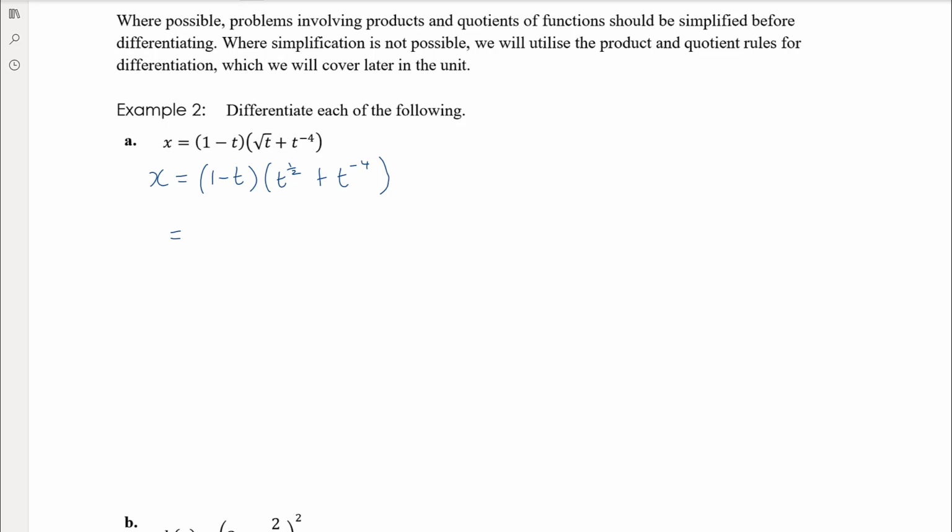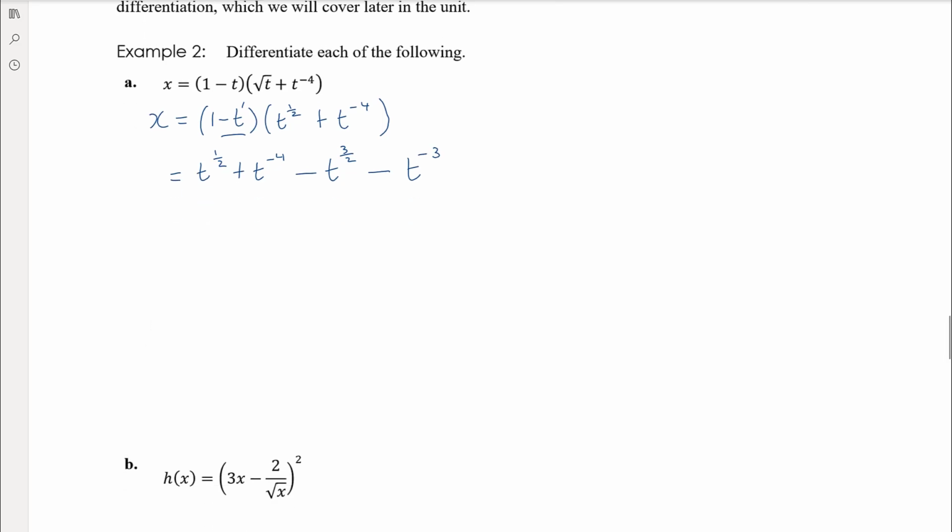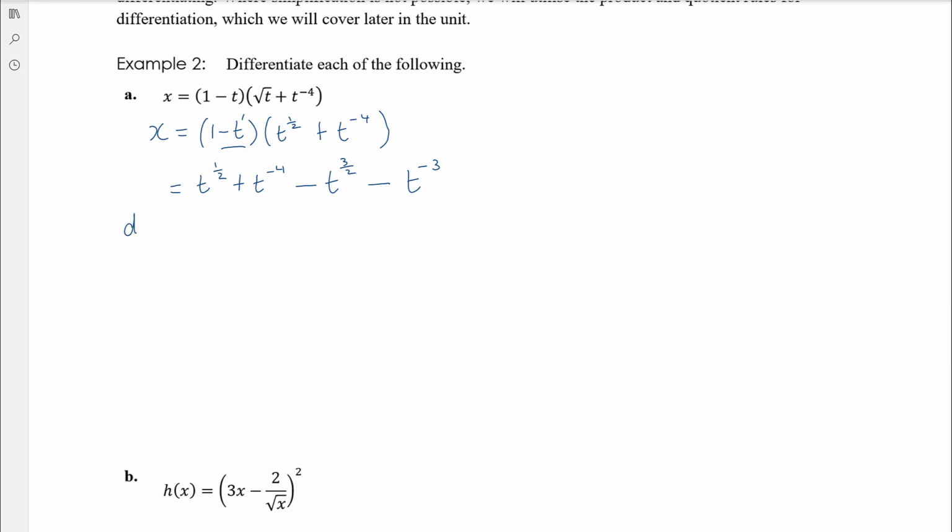So 1 times t to the half is t to the half. Plus 1 times t to the negative 4 is t to the negative 4. Plus t times t to the half. So it's t to the 1 times t to the half. We add powers. That's t to the 3 on 2. Sorry, it's not plus, it's minus, because it's negative in the first bracket. And then negative t times t to the negative 4, again it's going to be negative. Again we add powers because we're multiplying. T to the 1 times t to the negative 4 is t to the negative 3. Okay, so now we have it in a form that we can differentiate.